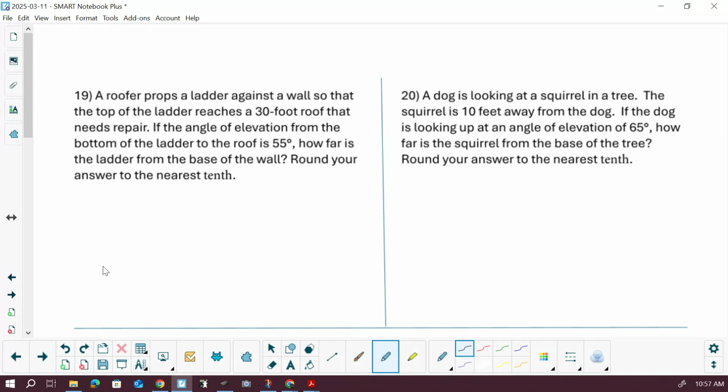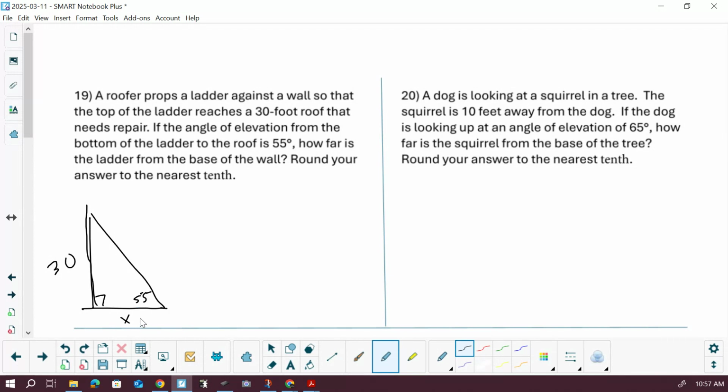Roof props the ladder against the wall. So you got a wall, you got a ladder. Ladder reaches a 30-foot roof, so up the side of the house, 30 feet up. Needs repair. The angle of elevation from the bottom of the ladder to the roof is 55. How far is the ladder from the base of the wall? There we go.